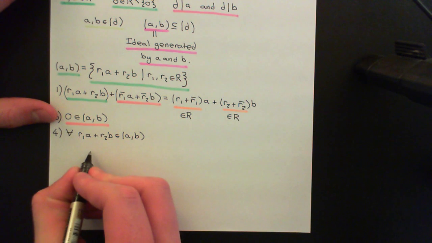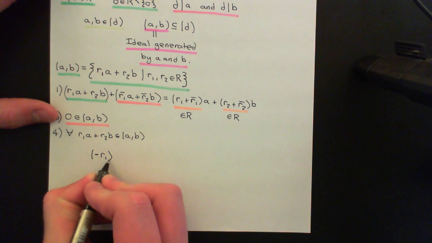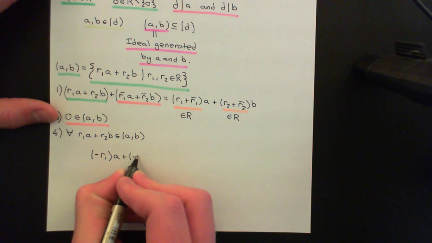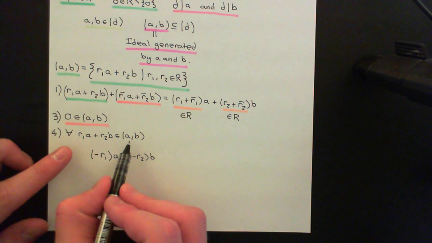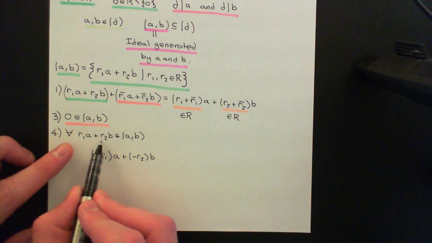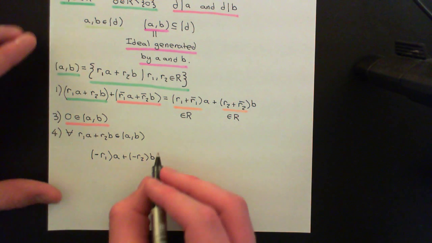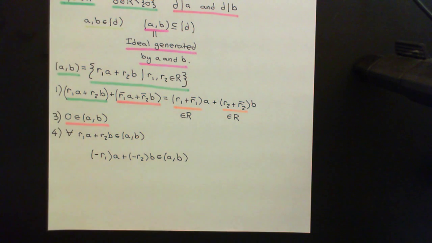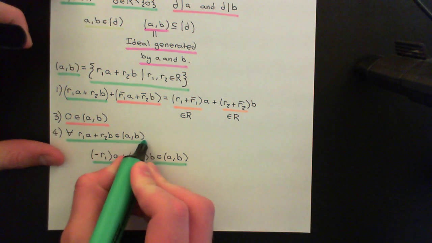Okay, so I claim that the additive inverse is just going to be this thing: the additive inverse of R1 times A plus the additive inverse of R2 times B. So you give me anything that's in this ideal generated by A and B. I will find the R1 and R2 here, then I'll take their additive inverses in the ring, and construct this element, which I hope we both agree is going to be in the ideal generated by A and B, and I claim that this element is going to be the additive inverse of this element up here.